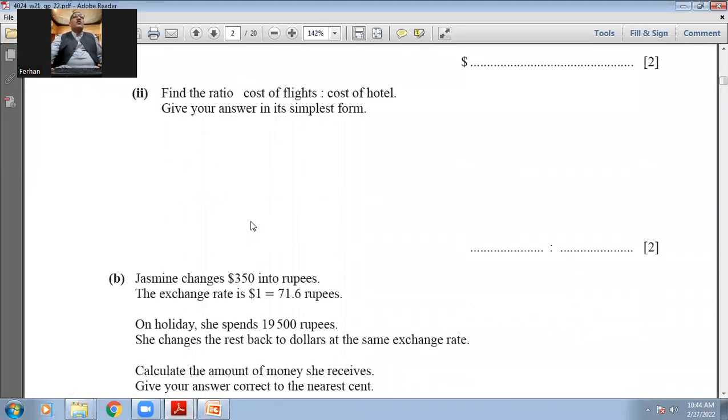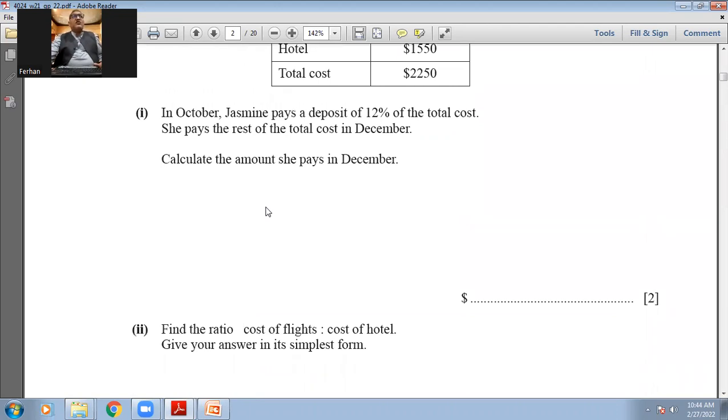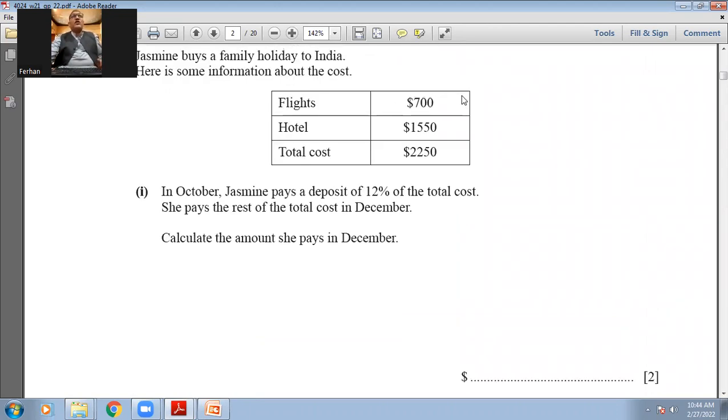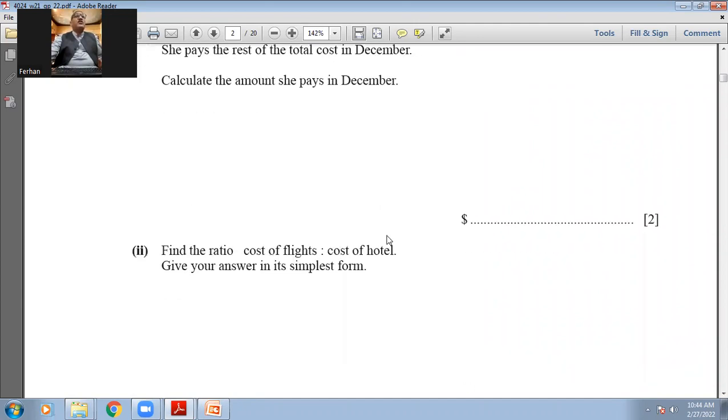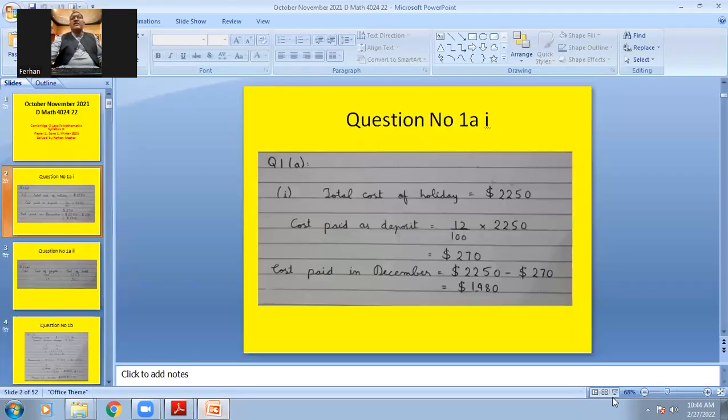Okay, so second part, find the ratio cost of the flight to ratio cost of the hotel. Give your answer in its simplest form. It's a very easy part. So flight ratio hotel, 700 ratio 1550, and you will simplify it. It's a very easy question. So let me show you how I have done this.